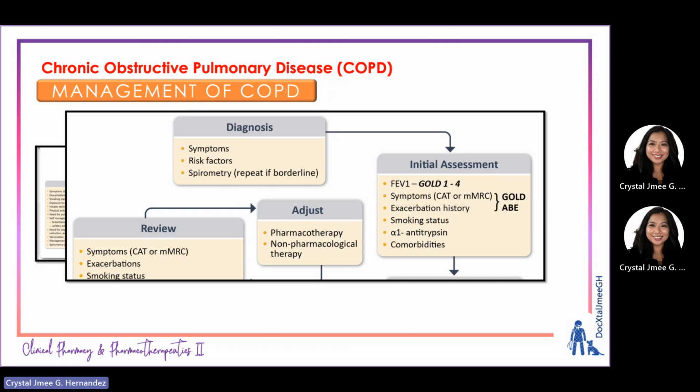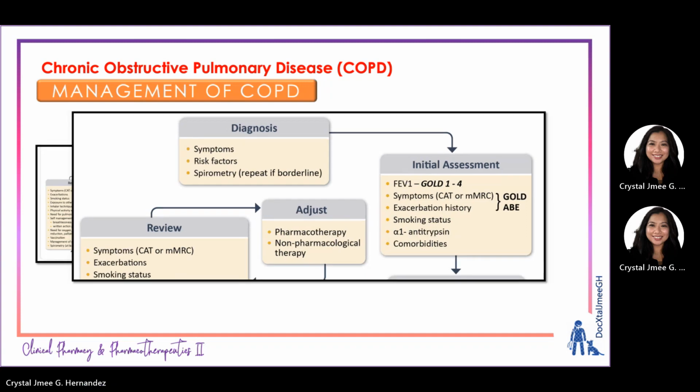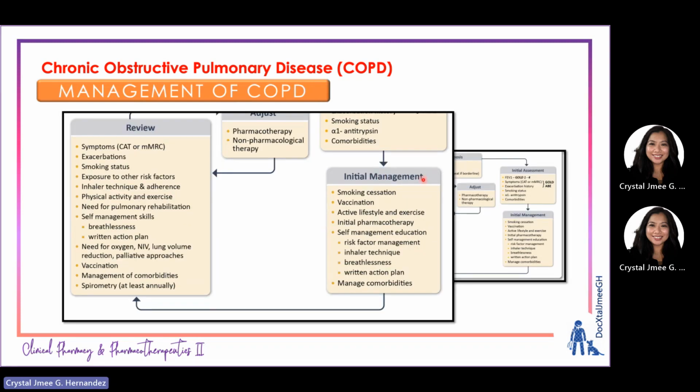And we look at smoking status, alpha-1 antitrypsin, and other comorbidities or the other possible differential diagnoses that we have mentioned. Now, if such would happen, what are we going to do? So initial management would include, of course, smoking cessation, since tobacco smoking is one of the factors. Vaccination, we have several vaccines available. Active lifestyle and exercise. Initial pharmacotherapy, which we'll mention later.